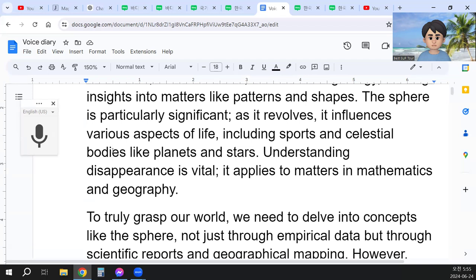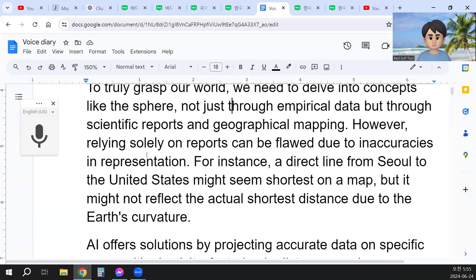the planets and stars. Understanding the difference in the pattern applies to both mathematics and geology. To truly grasp our world, we need to delve into concepts like the sphere, not just through empirical data, but through scientific reports and geographical mapping.